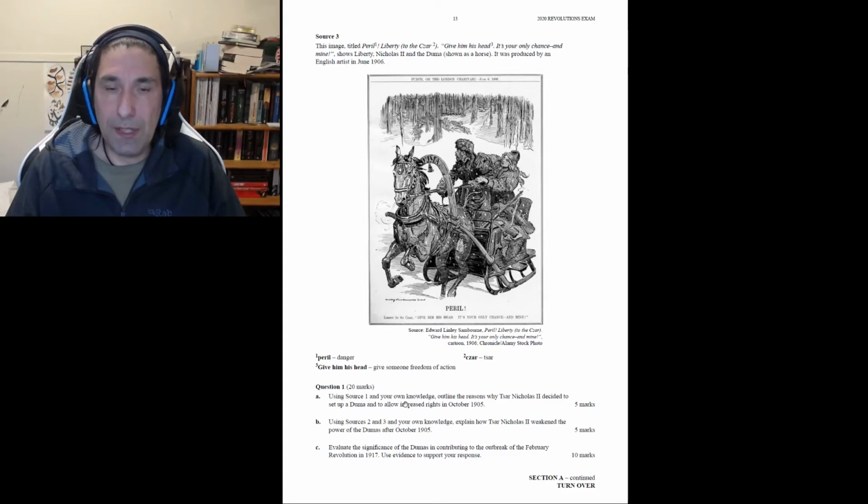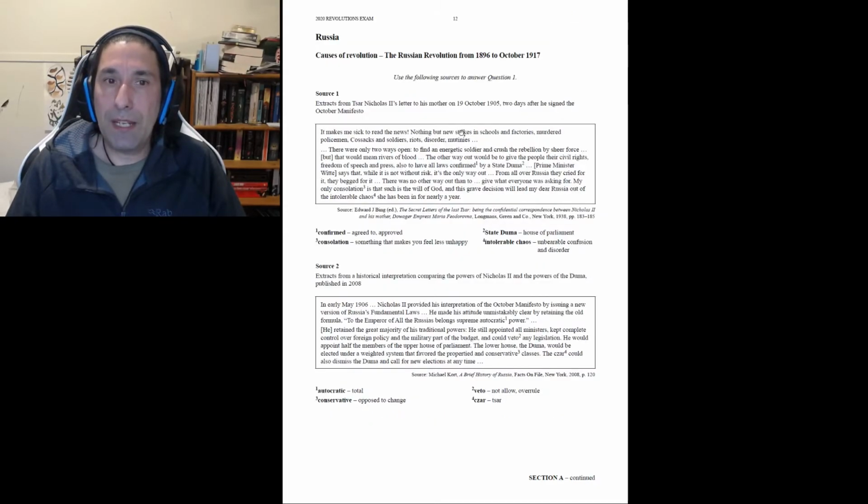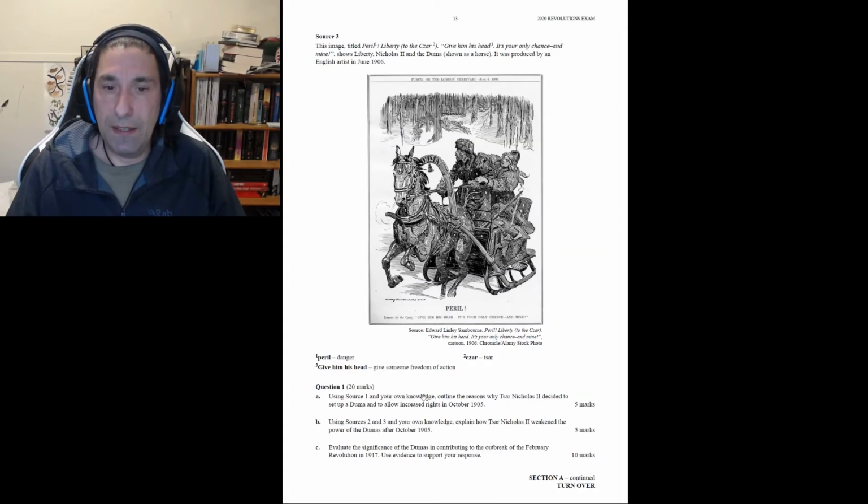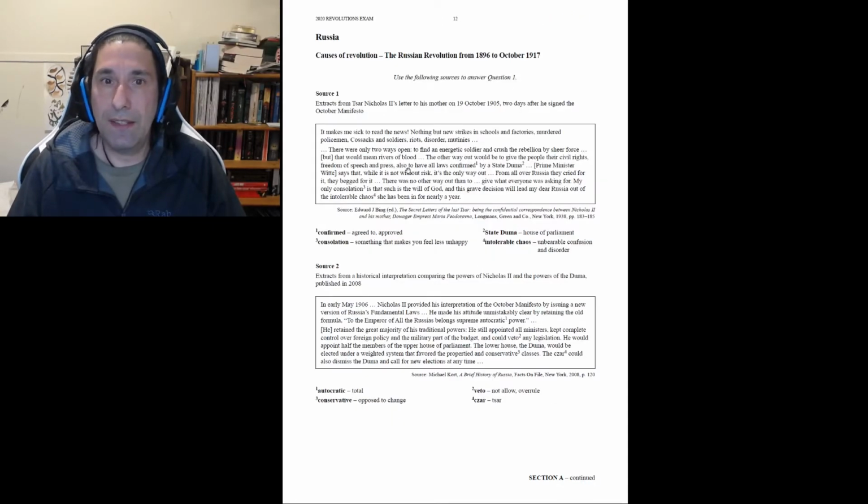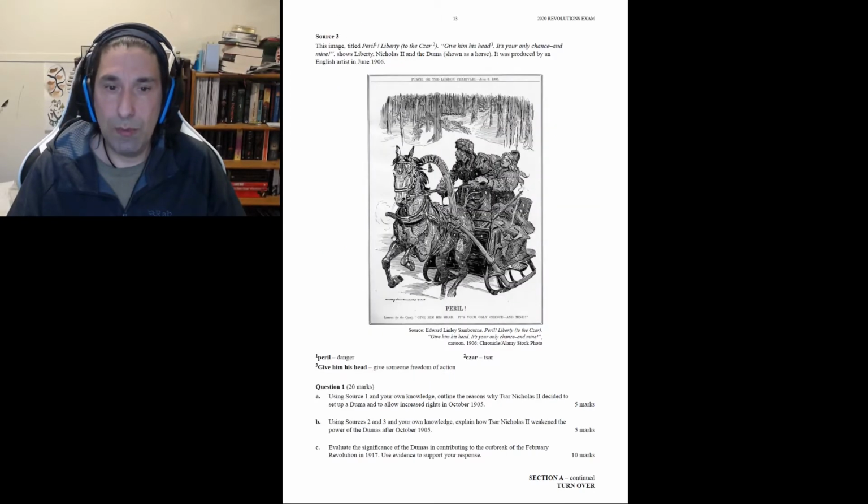So a key quote from here, and then a piece of your own knowledge. It could be, as we said, the key promise, if it's referred to in the source, you could refer to the promise to create a legislative Duma, which it does. And here we are here. "The other way out would be to give the people their civil rights, freedom of speech and press, also to have all laws confirmed by a state Duma." Okay, so that's when he makes that promise to give that power to the Duma. So you can refer to that. That could be your reference to source 1.